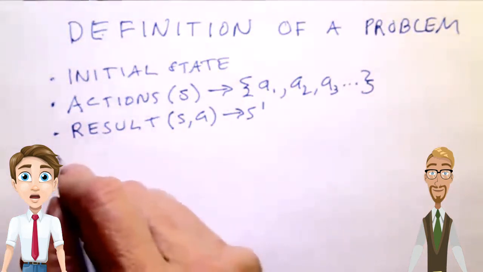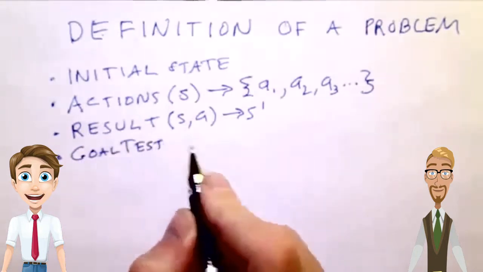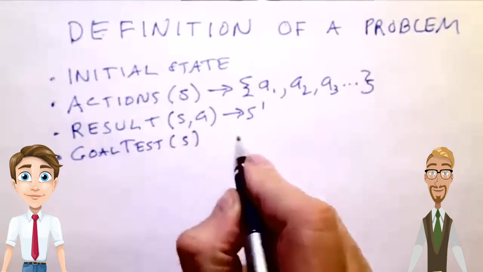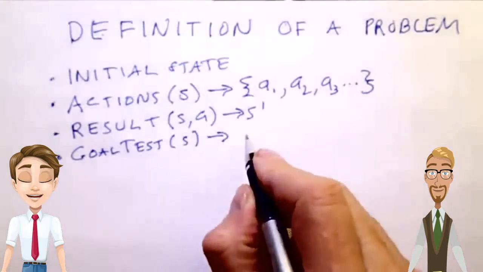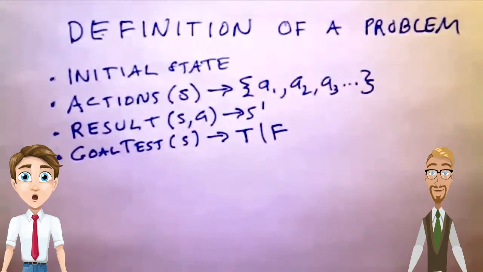Next, we need a function called goal test, which takes a state and returns a Boolean value, true or false, telling us if this state is a goal or not. In the route finding problem, the only goal would be being in the destination city, the city of Bucharest, and all the other states would return false for the goal test.